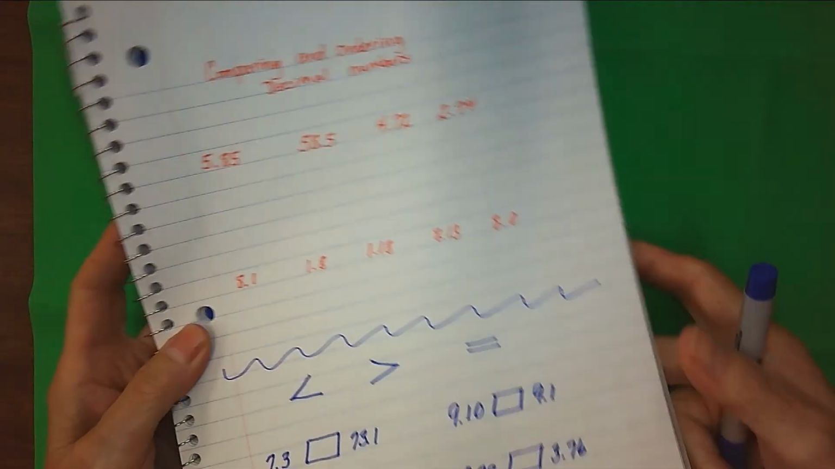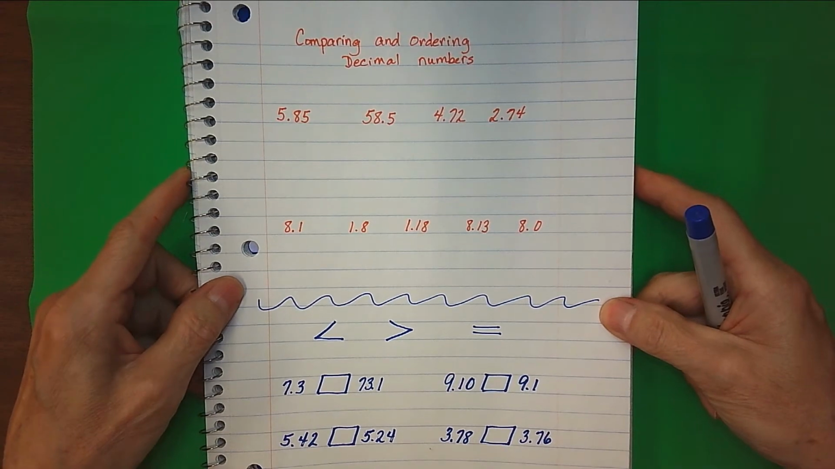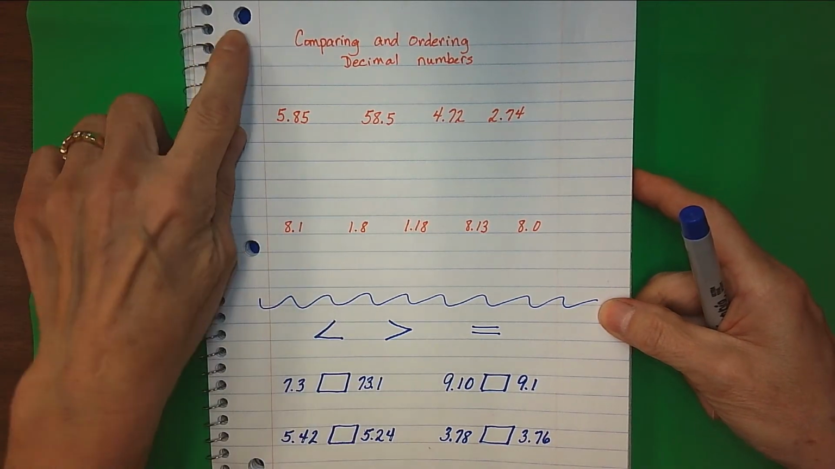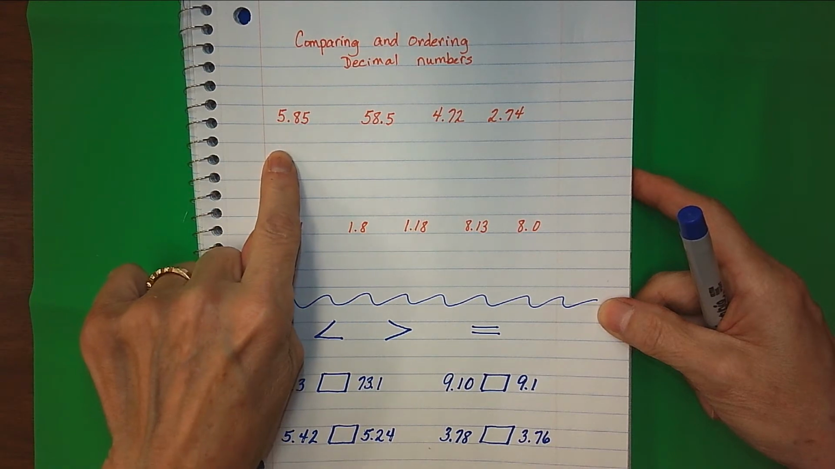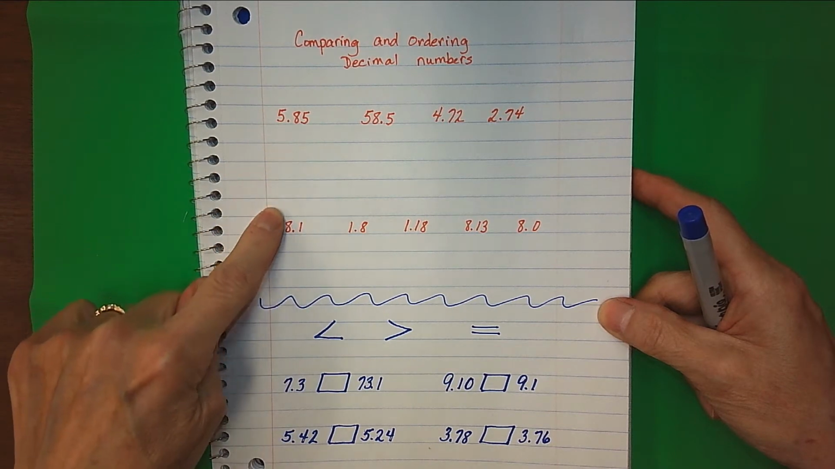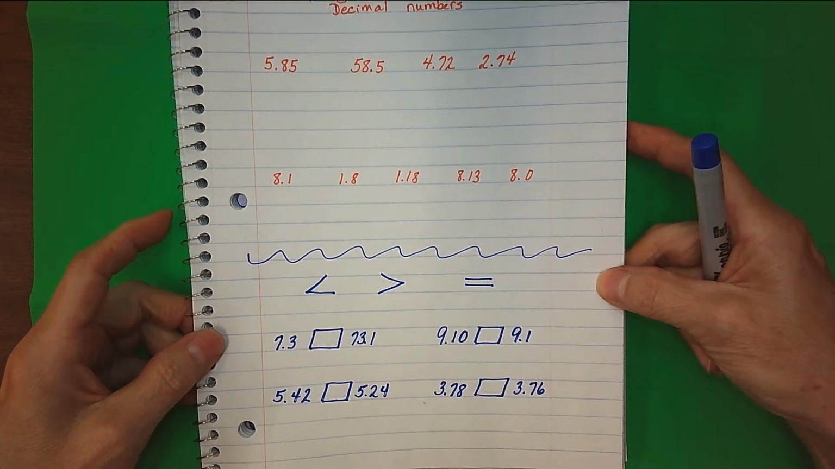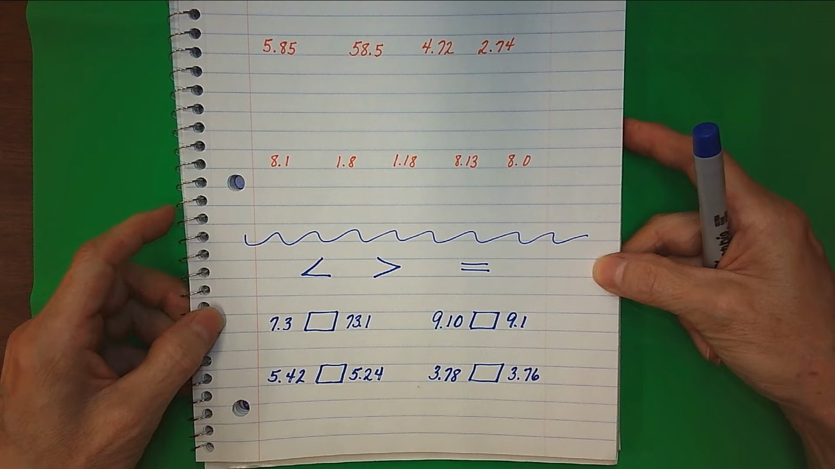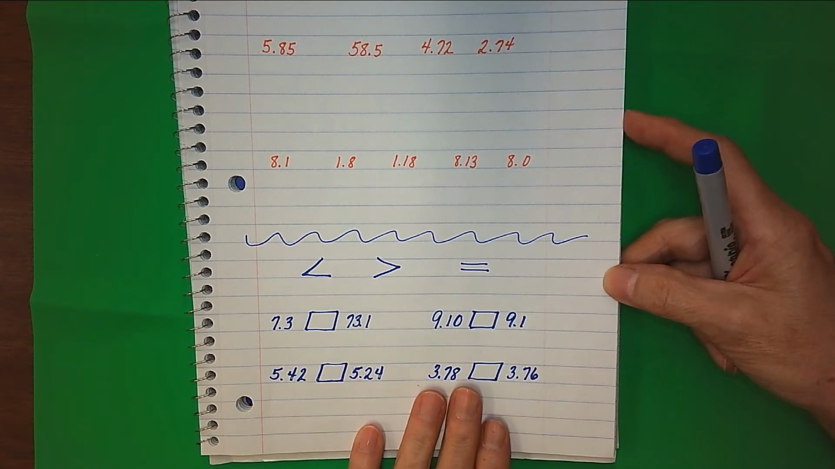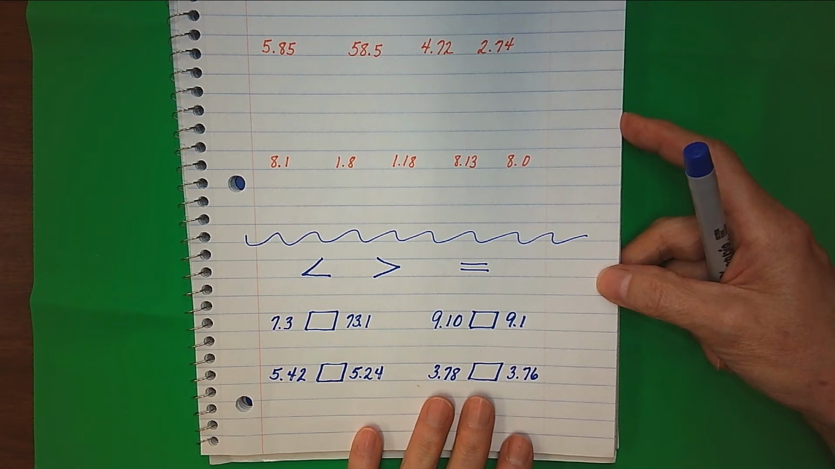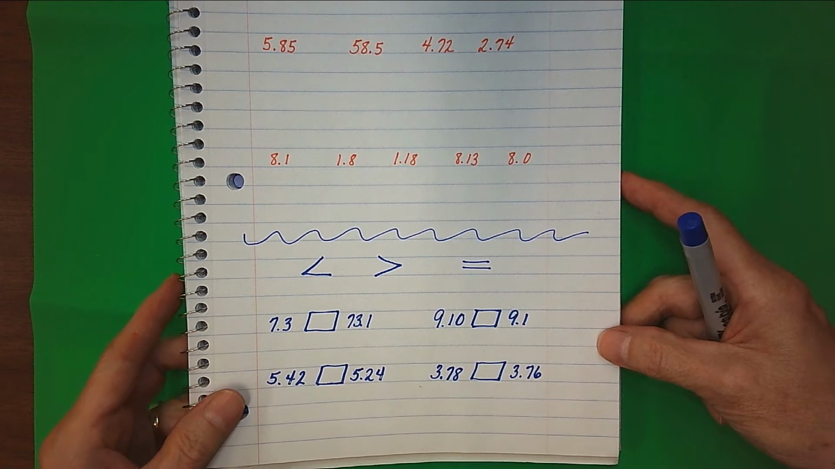Now at this point, you'll need to stop the video and set your page up so that you have your title, Comparing and Ordering Decimal Numbers, and you've got these 4 numbers in a row, then these 4 numbers in a row, and then you'll want these problems down on the bottom where we'll be using them to compare and putting in our greater than, less than, or equal than signs. So go ahead, pause your video and get your page set up like this.